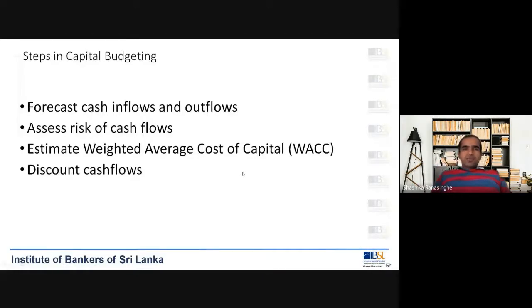So you have to forecast your cash inflows and outflows, which is your budget. You need to assess the risk, estimate your weighted average cost of capital, then discount cash flows. Have you all heard of discounting cash flows? Never heard?